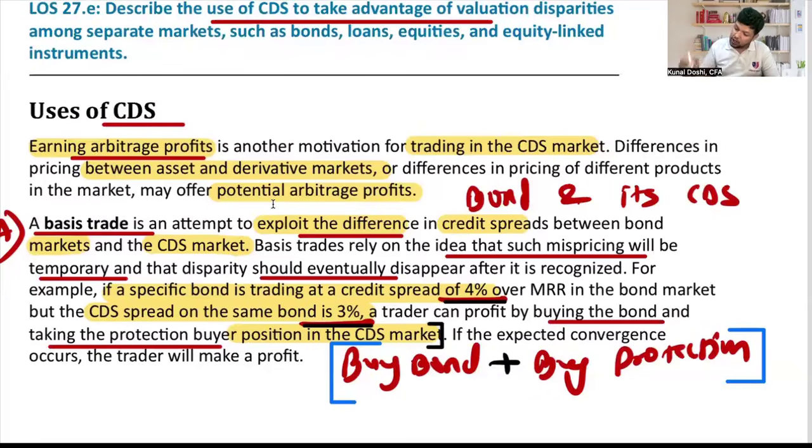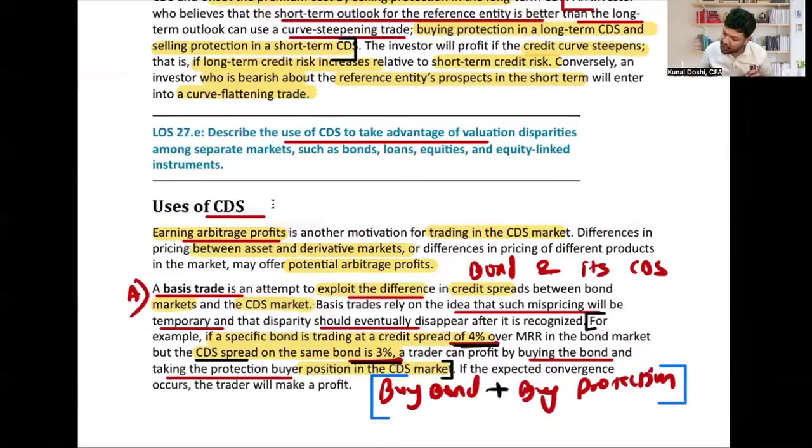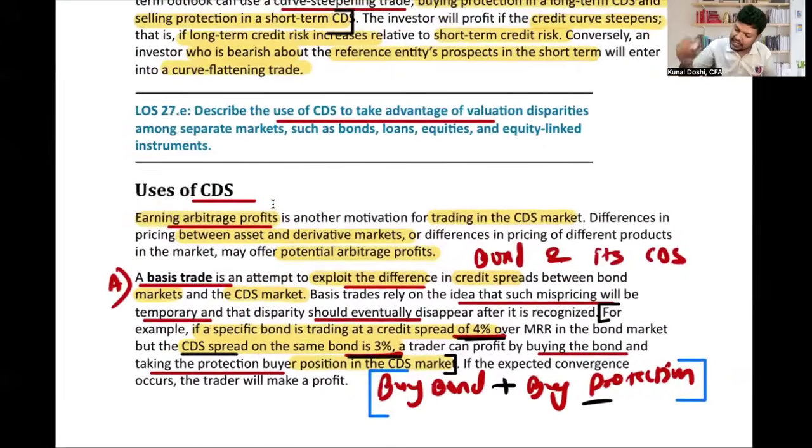Why? So I'll repeat. For example, if the specific bond is trading at a credit spread of 4%, it means it's relatively cheaper, isn't it? Over the MRR in the bond market, but the CDS spread is just 3%. So actually the risk is 4%, but the CDS spread is available lower, right? So the protection is cheaper. So whenever the protection is cheaper, you buy the protection and buy the bond. Understood, everyone? So combining, when will you buy the protection? Whenever the CDS spread is relatively lower than the credit spread.